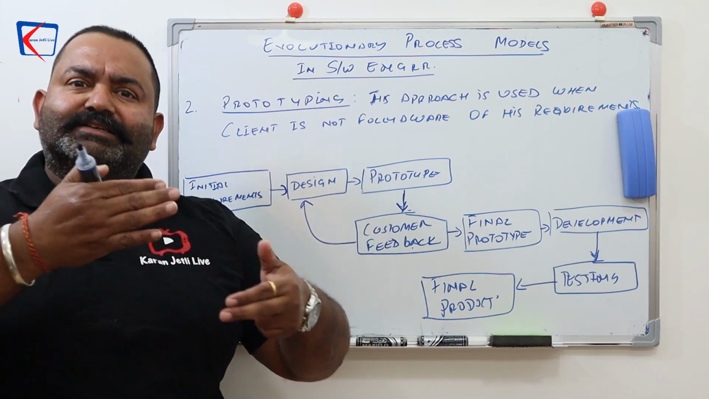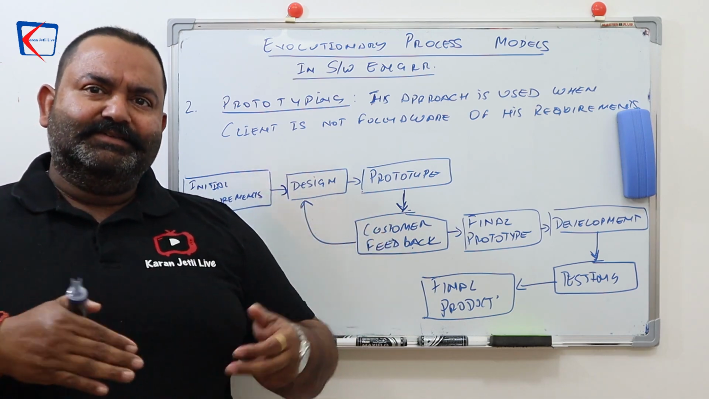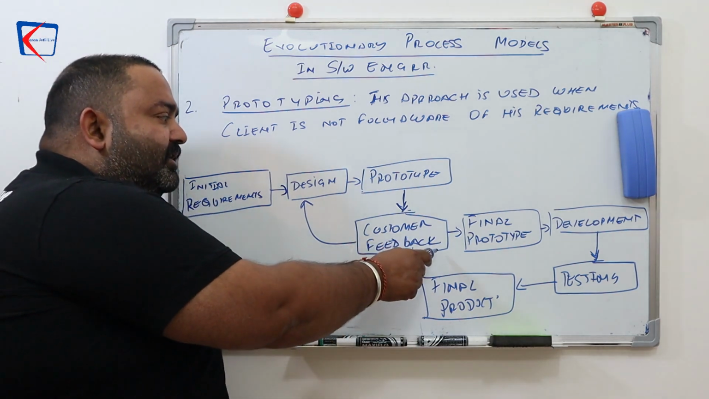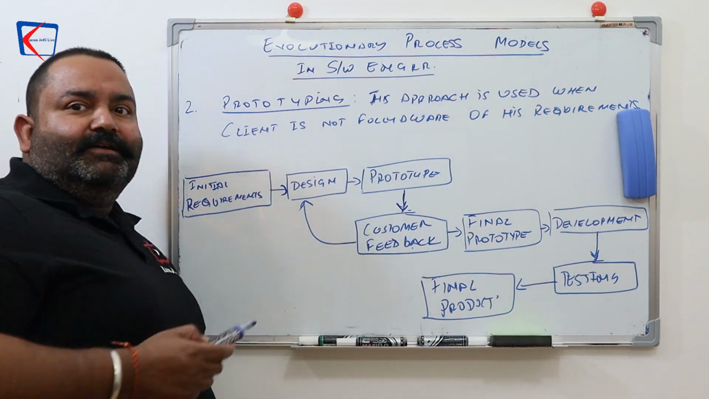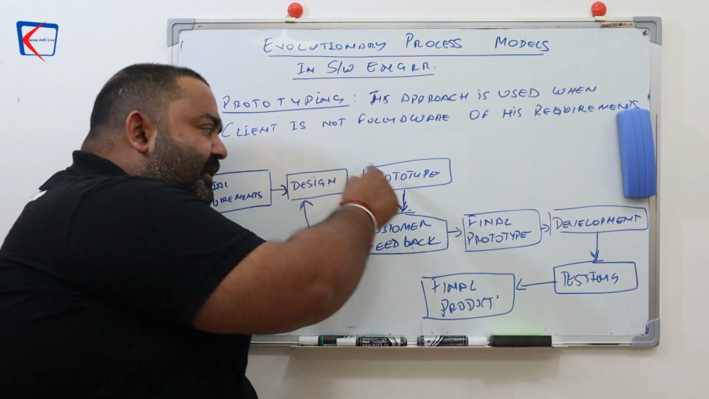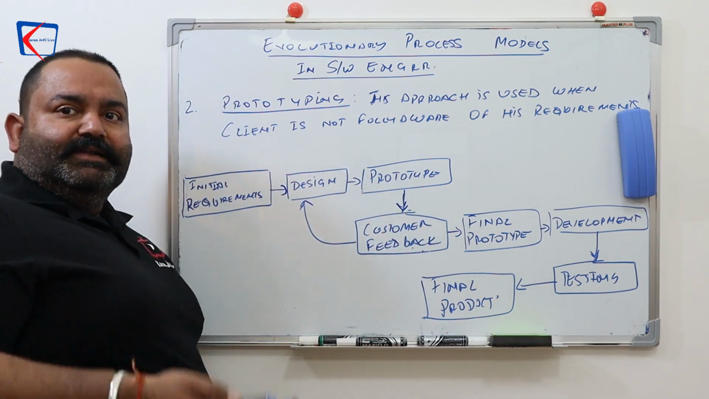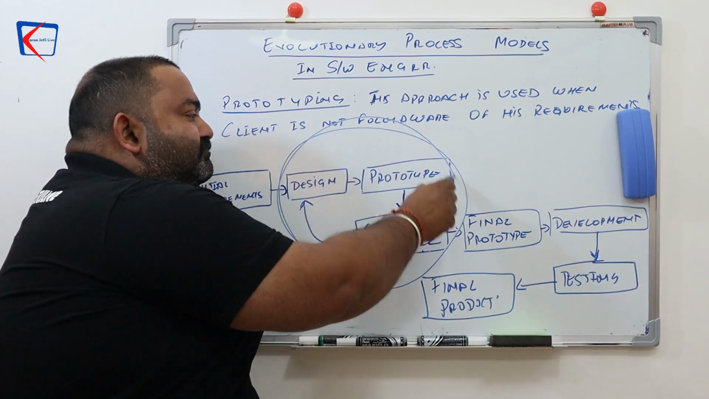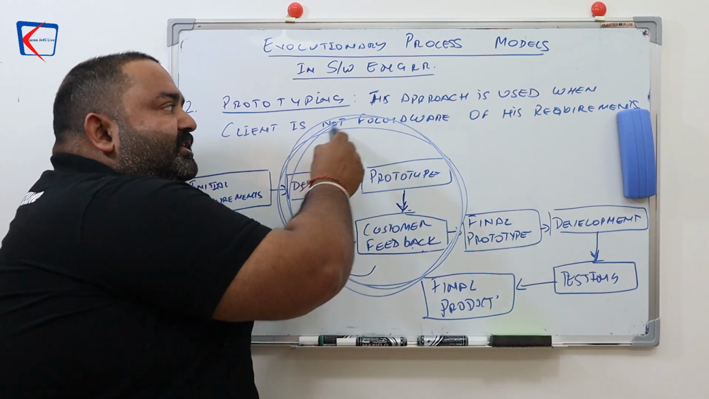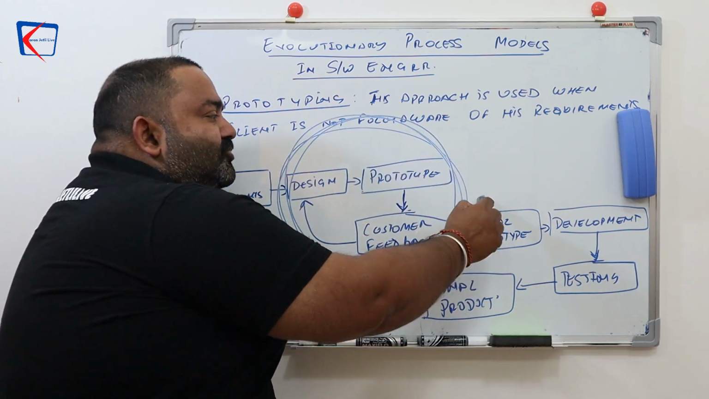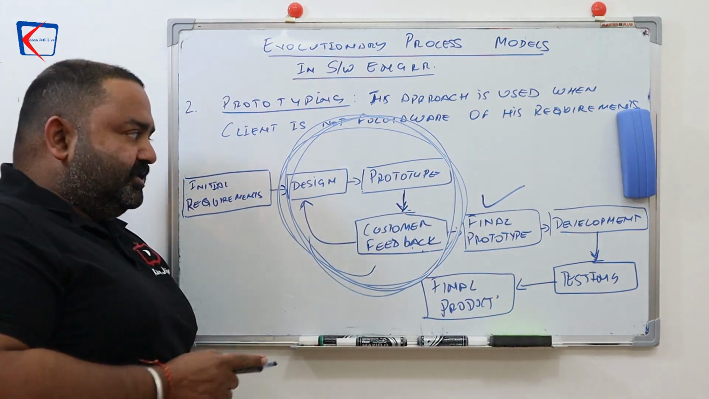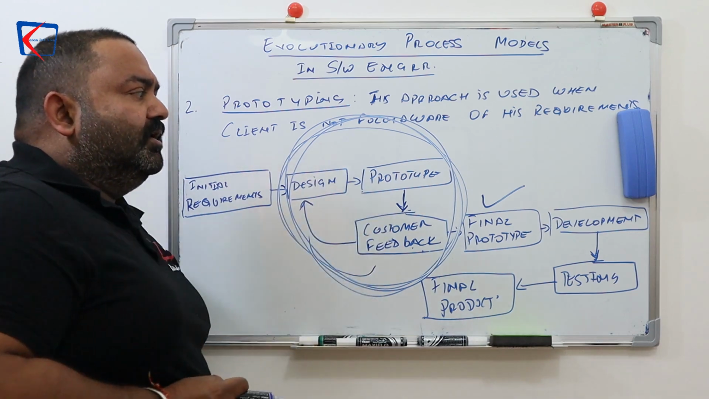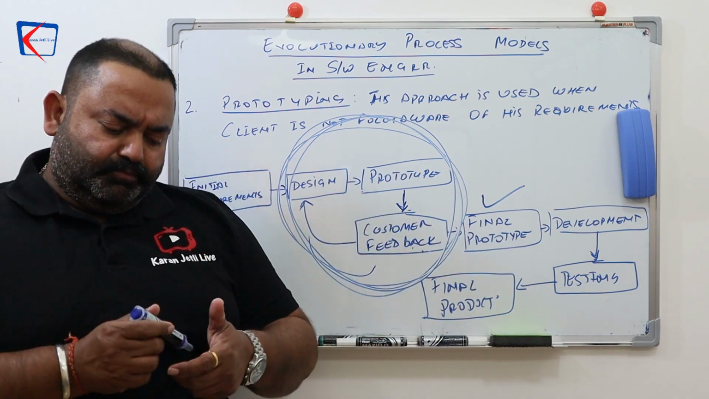Then he will say, yes, something like this, but not like this. I want something other than this. Okay, take his feedback, then again redesign the prototype. Then again show it to the client, again take his feedback, and we keep on repeating these steps until you get the final prototype. See, here also iterations are there.